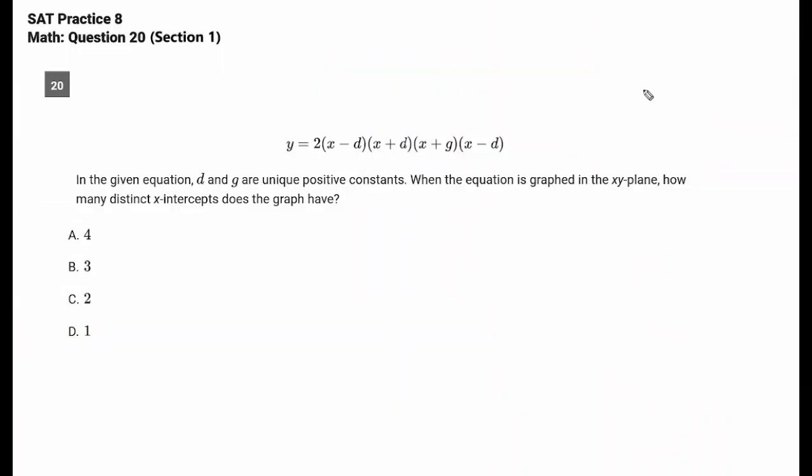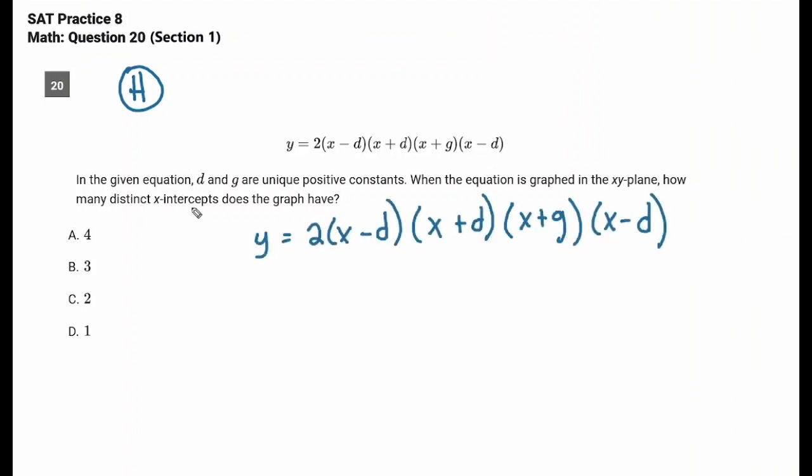We're on SAT Practice Test 8, Math Section 1, Question 20. What's the level of difficulty here? It's hard. You got this big old nasty equation. In the equation, d and g are unique positive constants. When the equation is graphed in the xy plane, how many distinct x-intercepts does the graph have? All right, so you can't write on the test. You've got to redraw this equation.